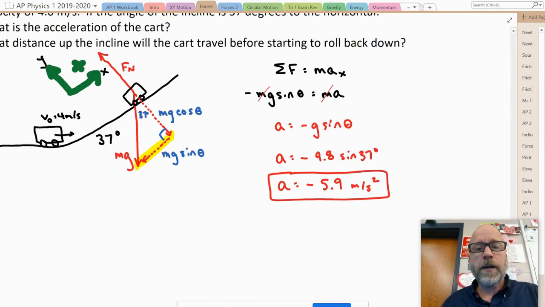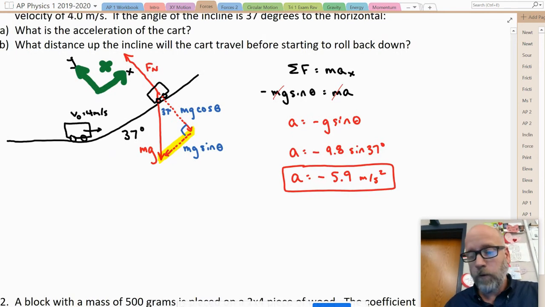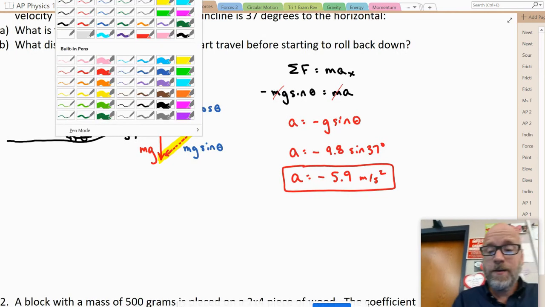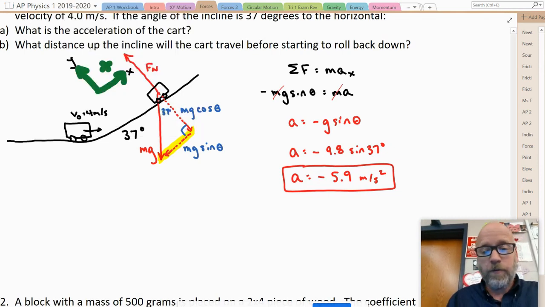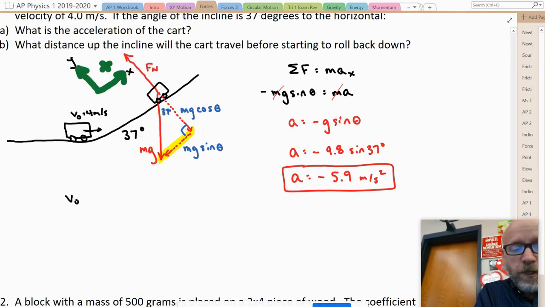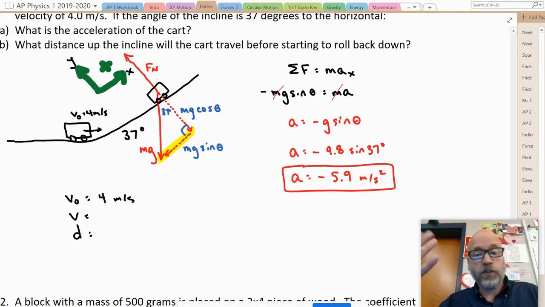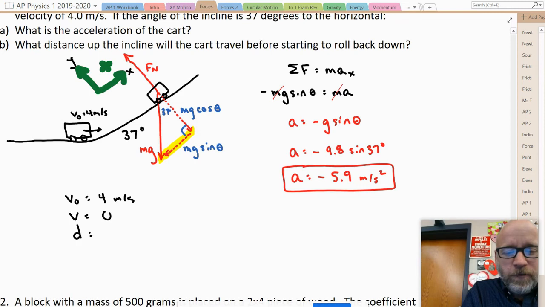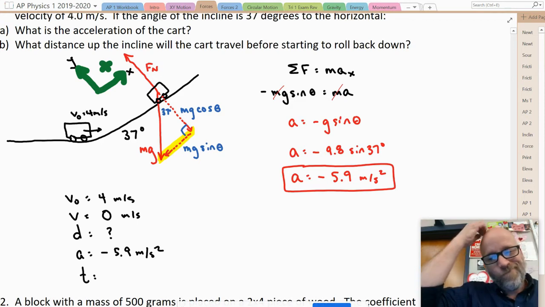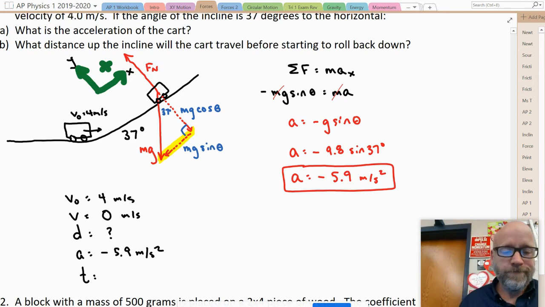Now, to find out how far the cart travels before rolling back down, to me, that sounds clearly like a terrific trio problem, where the initial velocity up the incline is 4. The final velocity at the top, when it stops, oh wait, I said the word stops, it's 0. We're looking for the distance, and the acceleration is negative 5.9. Time? Don't know it? Don't care.